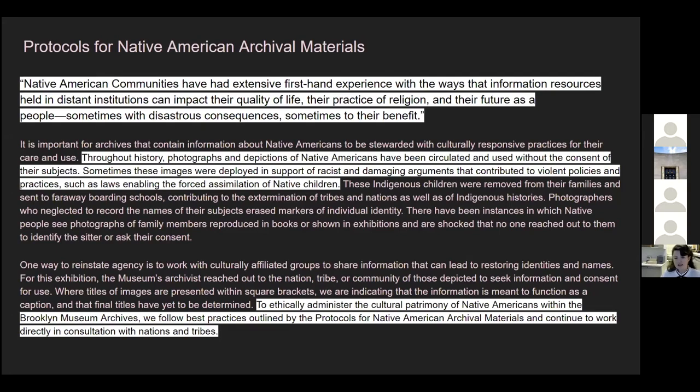I displayed this didactic that was in the exhibition in its entirety because it was previously included in a booklet that, because of safety precautions, is no longer in the gallery.